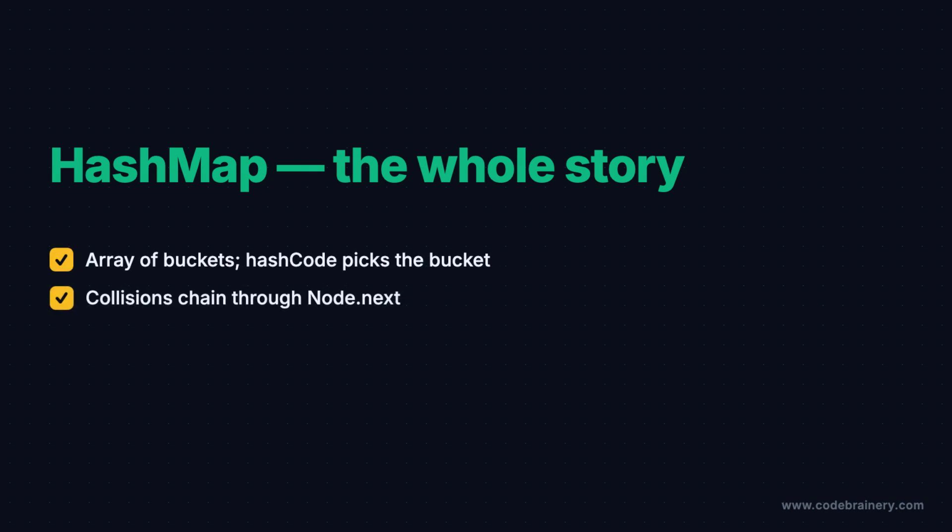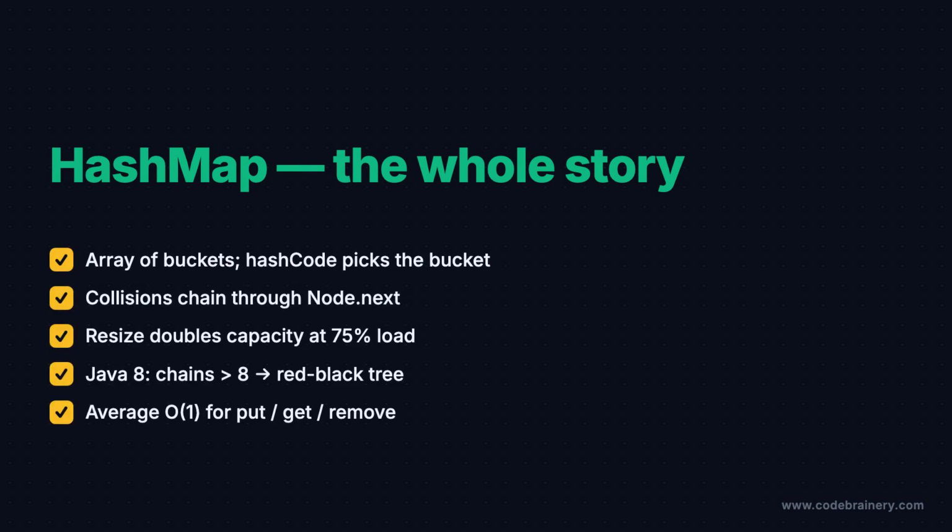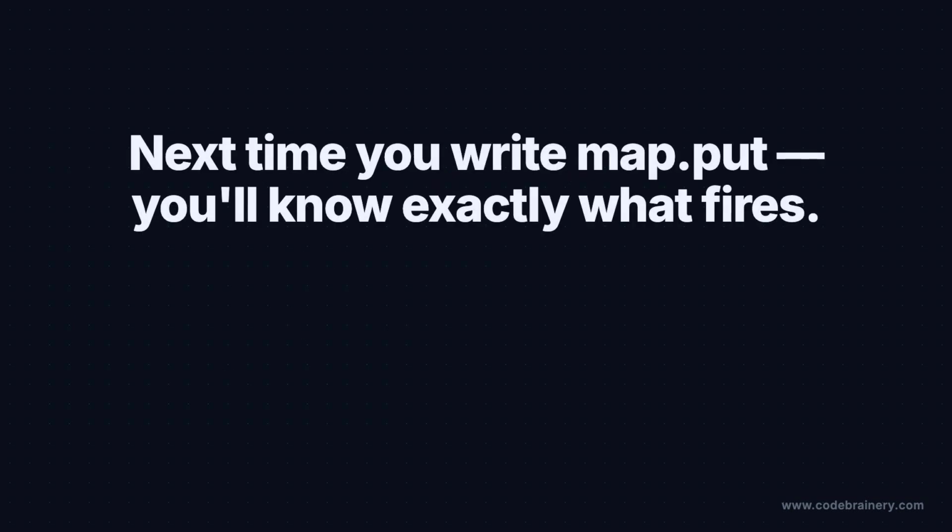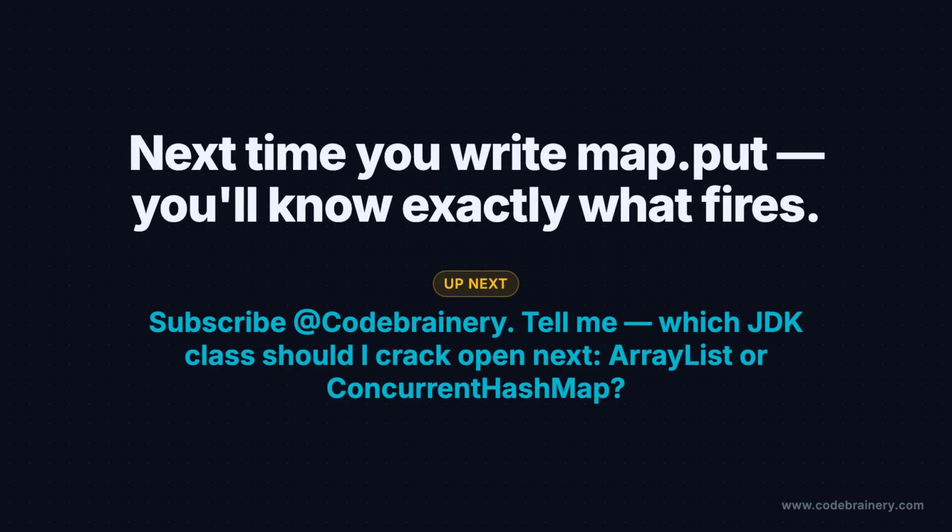Quick recap. HashMap is an array of buckets. The key's hashCode picks the bucket. Collisions chain through node next pointers. At 75% full, the map resizes and rehashes. Past 8 entries in a single bucket, Java 8 treeifies it. Average case, constant time. Next time you write map.put, you know exactly what fires under the hood.